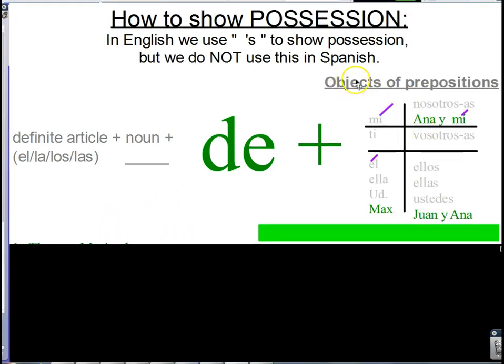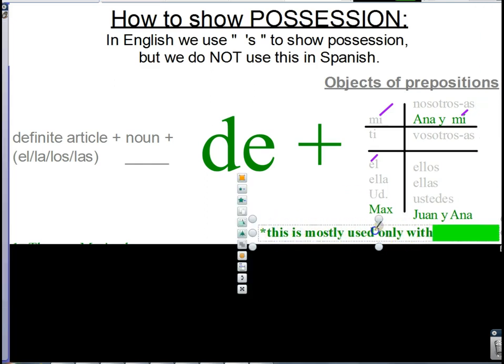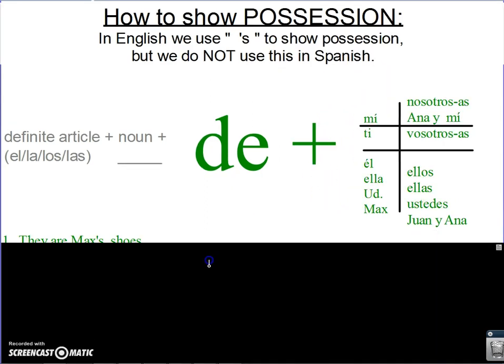Let's include that these are called objects of prepositions. In case you're taking these notes on your phone, I have made these accents louder and prouder. Make sure that you have them. And let's also include that this structure is mostly used only with names to say it's Max's something or it's Juan and Anna's something. So include all of this and then we will move on. And some of this will disappear, but you should still have this in your notes.